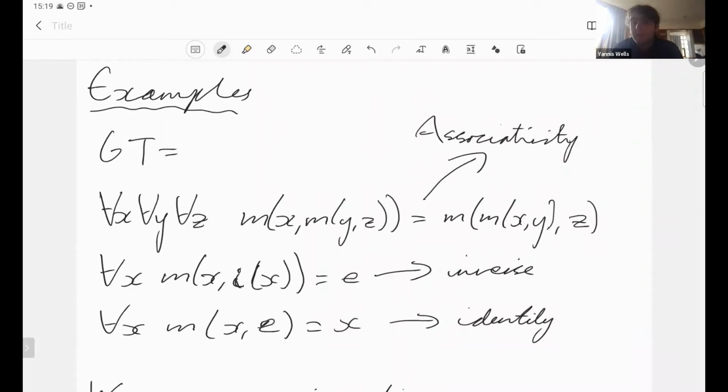And in this, a model of group theory is exactly a group. And whenever I have a theory, if I say something like field theory, a model of field theory is exactly a field. And that's how we formalize that.